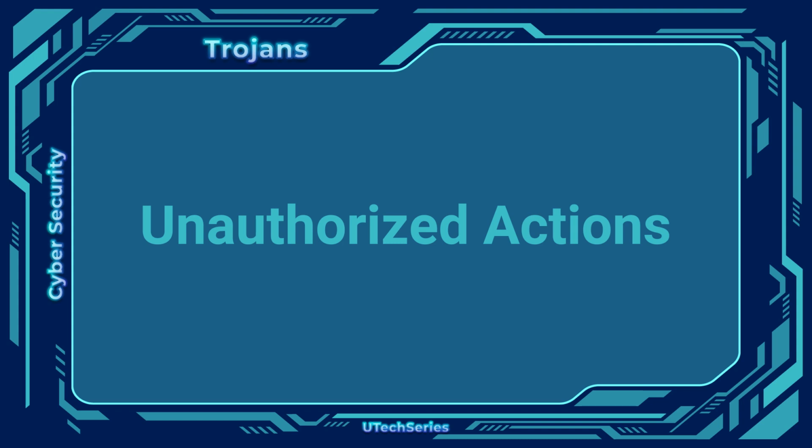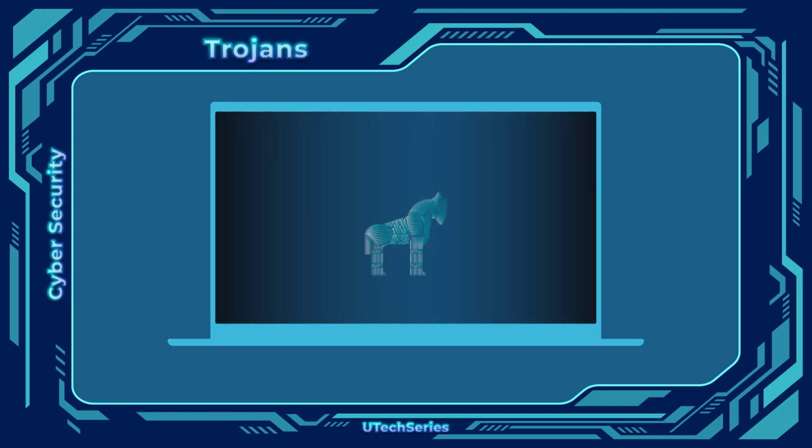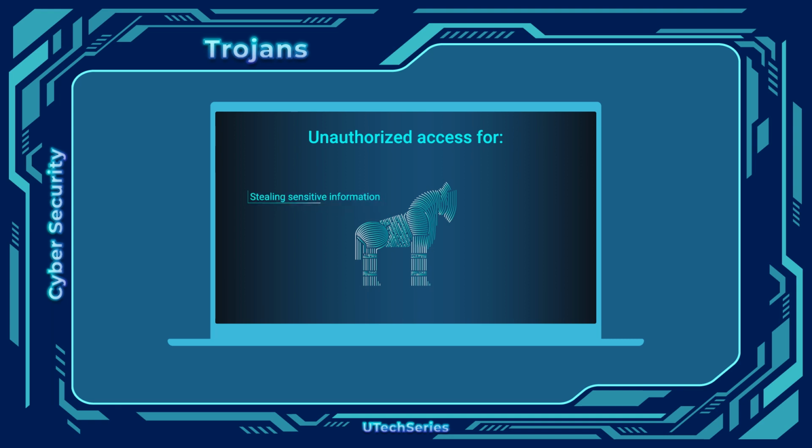Unauthorized actions. Trojans carry out unauthorized actions or activities once executed. These actions can vary widely depending on the specific Trojan's purpose and payload. Trojans can perform functions such as stealing sensitive information, creating backdoors for remote access, launching additional malware, or modifying system settings.